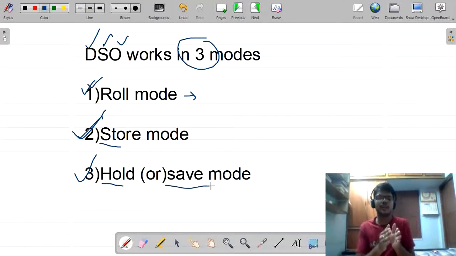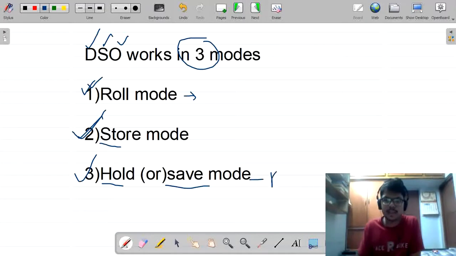Why do we need hold and save mode? For a delay, I will hold for some time, then save and process the signal. This is used for delay. Roll mode is used for fast varying signals. Store mode is used for storage.